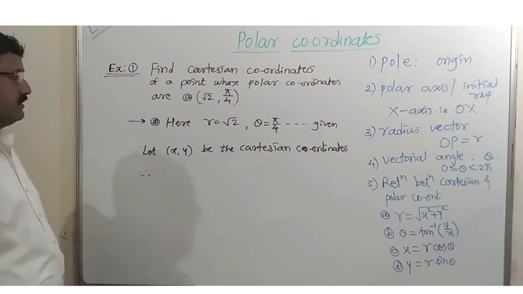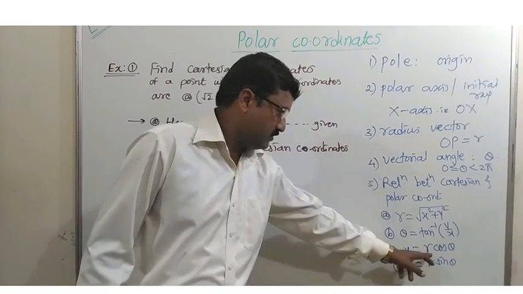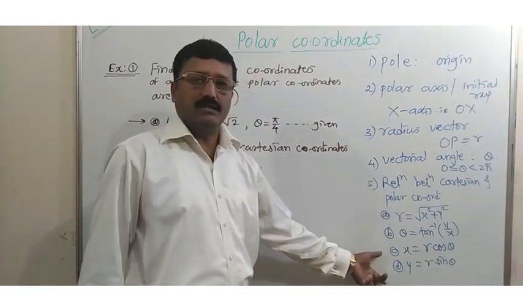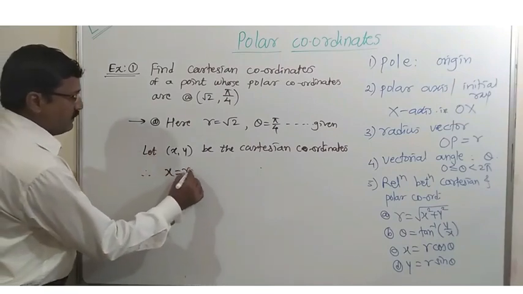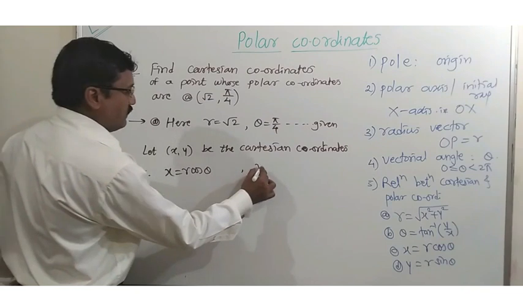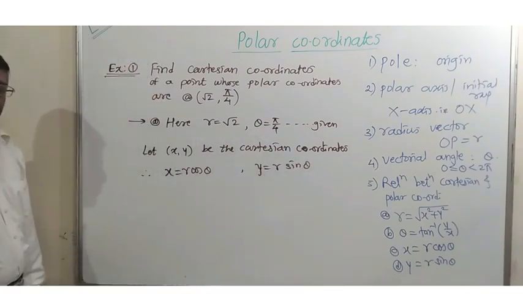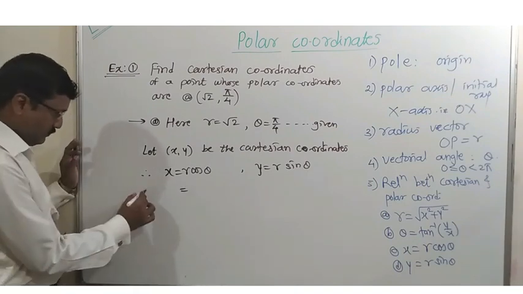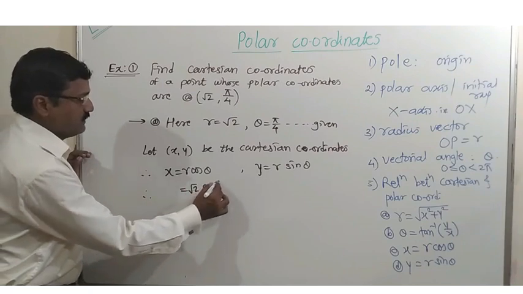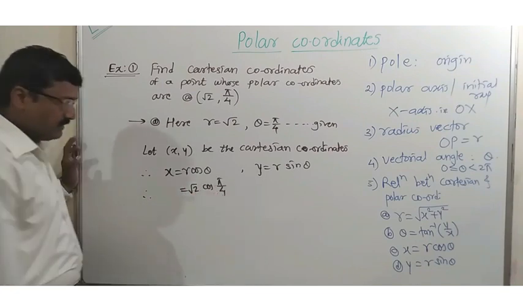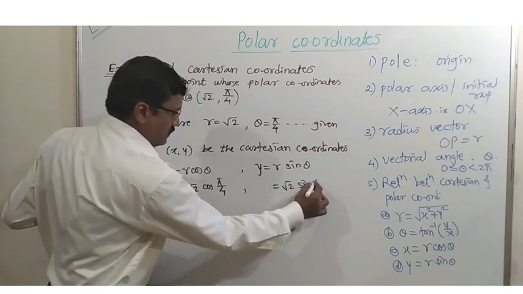Therefore, what is the relation to find xy from r theta? These last two formulas. So r is given, theta is given, so we can use directly these two formulas to find the Cartesian coordinates. So here x equal to r cos theta and y equal to r sin theta. Okay, let us put those values here. So we get r is root 2, theta is pi by 4. In the second case, y is equal to r is root 2 and theta is pi by 4.